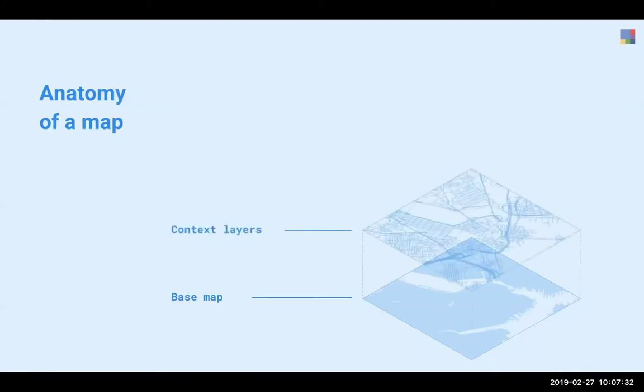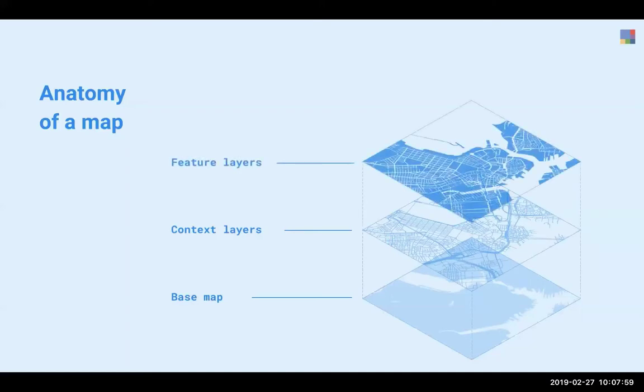Next come context layers. These typically aren't the main focus of the map, but help provide additional orientation to the viewer as to where this map is situated in the world. Common examples include water bodies and open spaces that most people would be familiar with as landmarks. For planners who are more familiar with built environment patterns, these layers could include the street grid or building footprints.